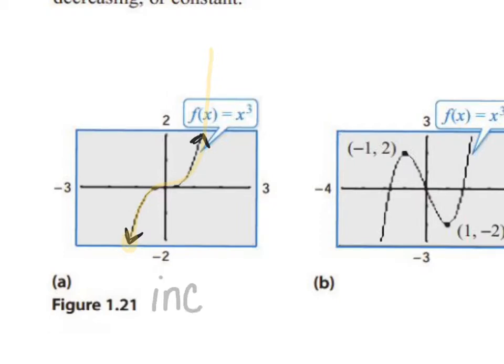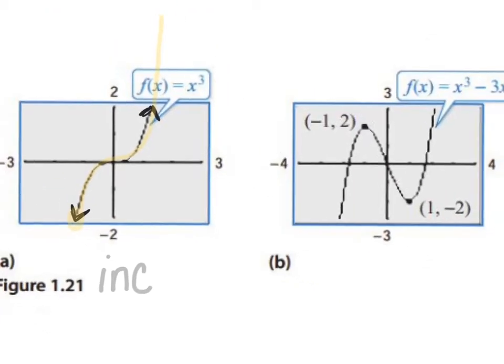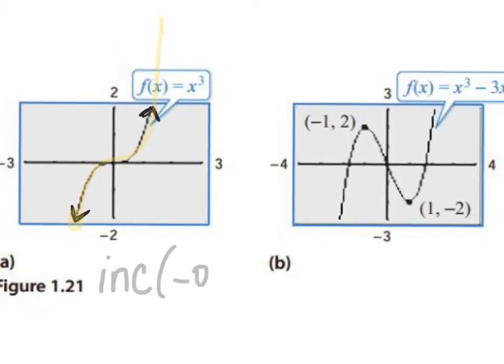And since there's arrows on both ends, it's increasing from what to what? Negative infinity to positive infinity. All right, so we're increasing from negative infinity to positive infinity.